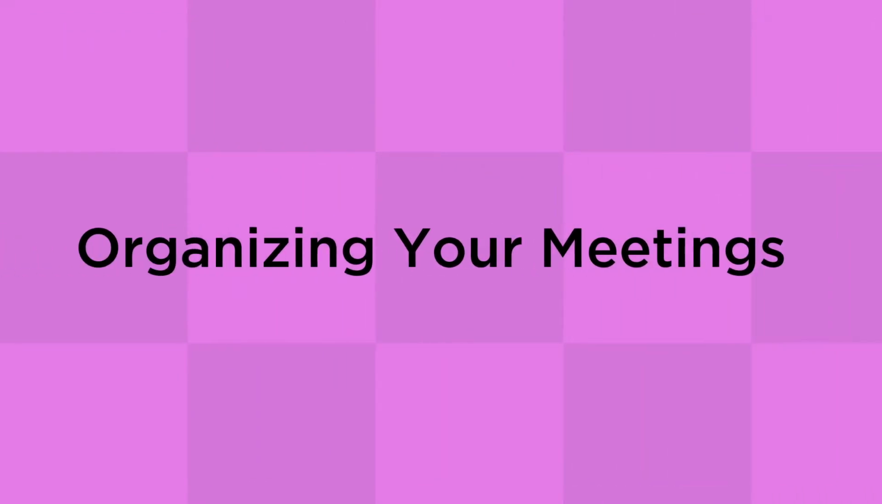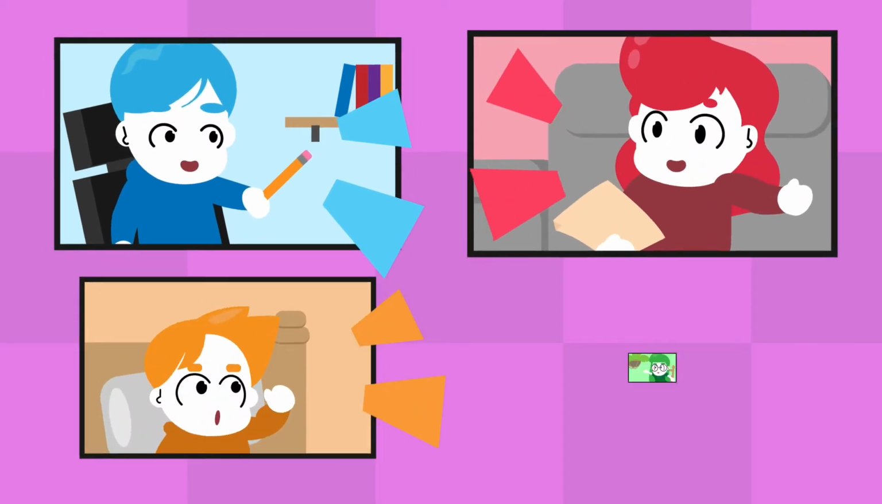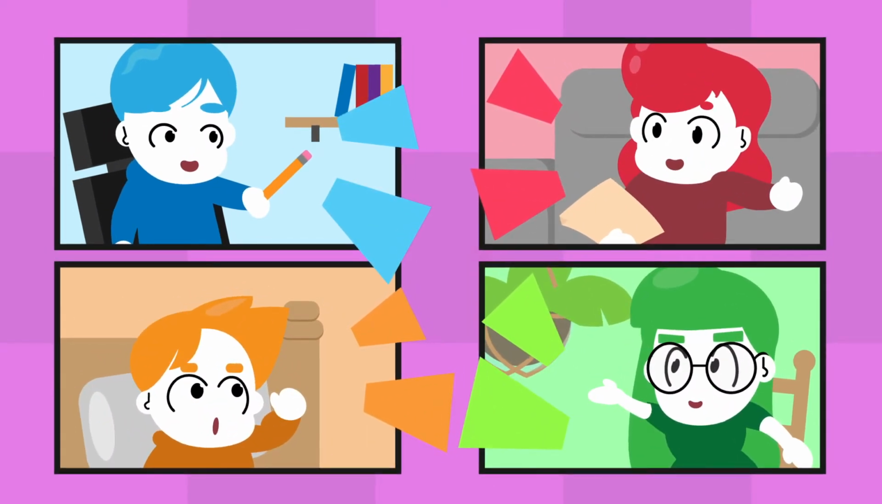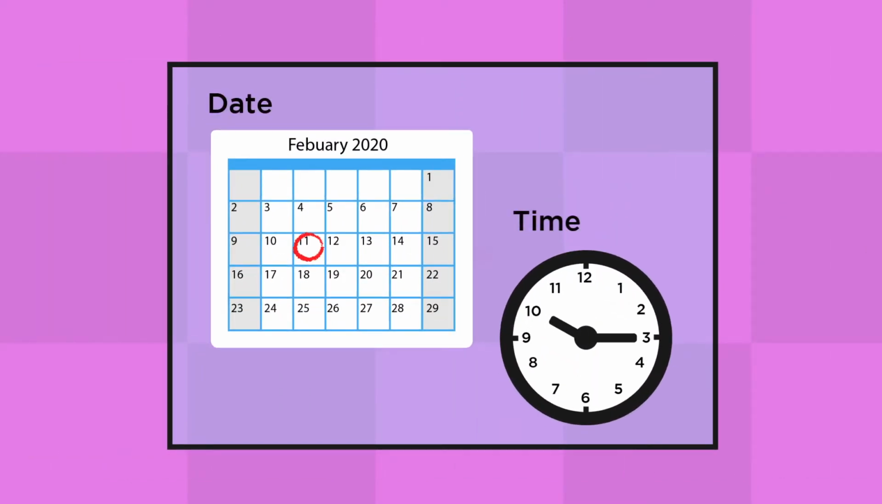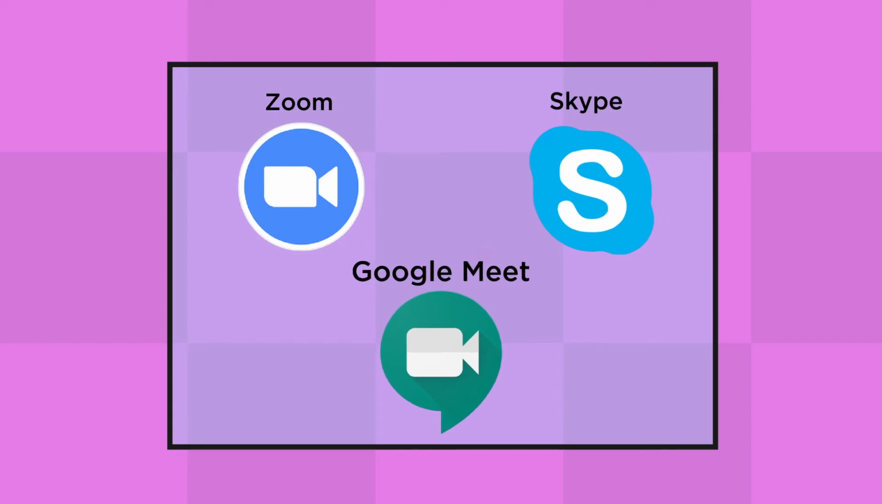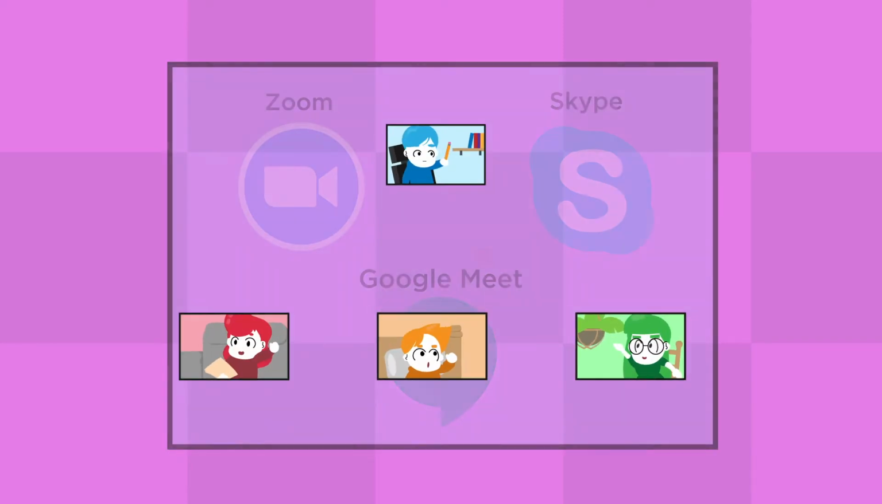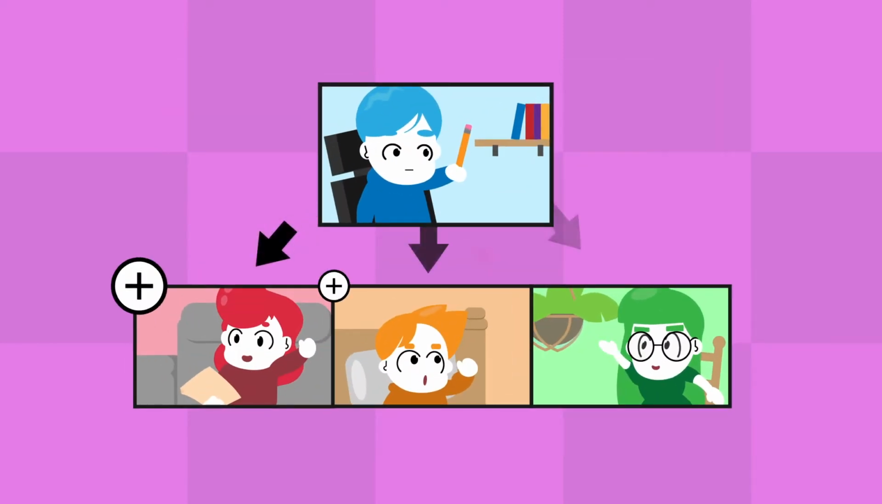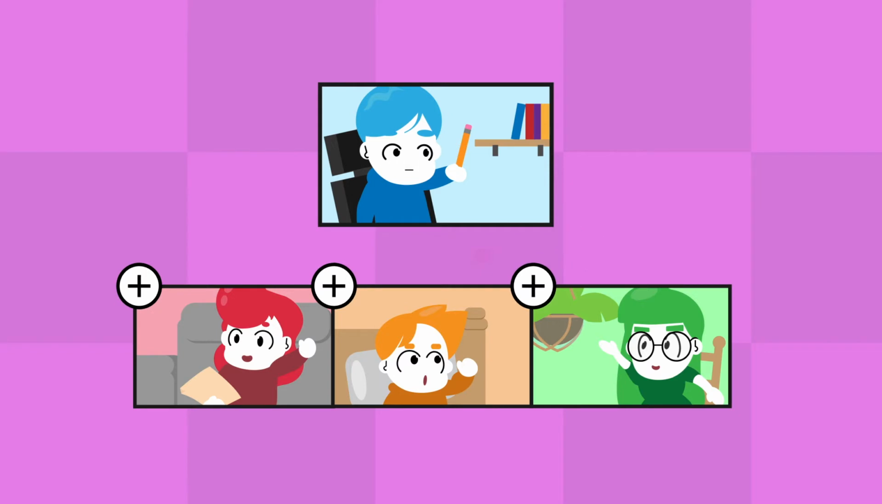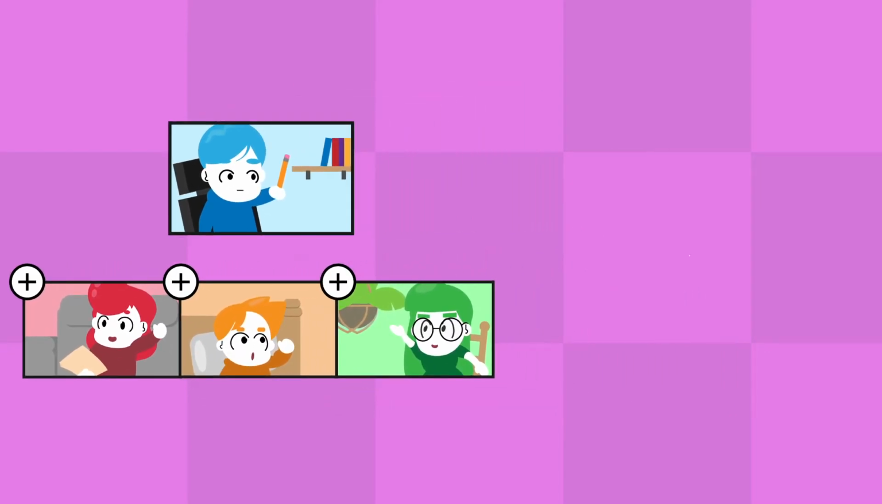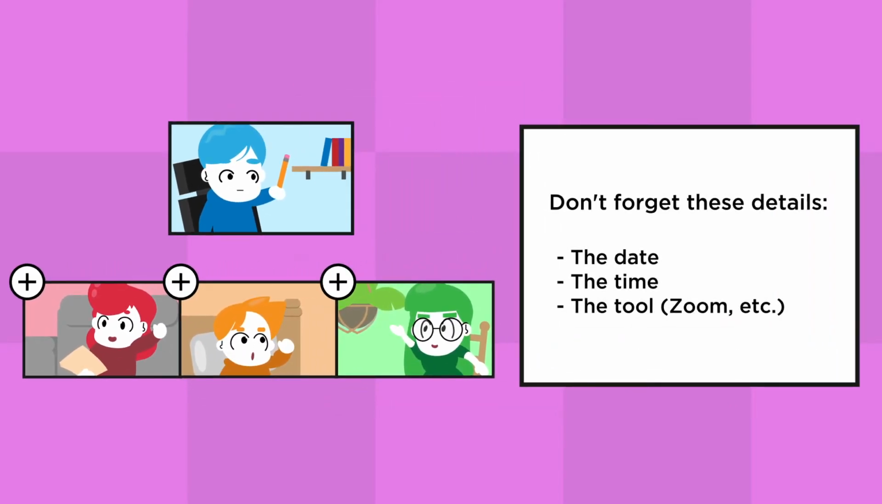Organizing your meetings. When you're meeting online, it's important to have clear communication. Just like with an in-person meeting, you'll have to decide on a few meeting details, like what day and time is the meeting, what tool are you using to meet, is it Zoom or something else, who will be setting up the meeting, and how will they invite the team. Even though meeting online offers a lot of flexibility, leaving the details up in the air is a recipe for procrastination.